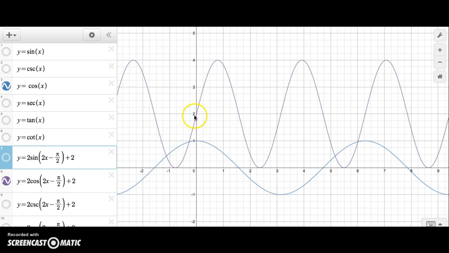And again, we just applied the phase shift of pi over 2. Because this part is usually at pi, but because of our phase shift of pi over 2, we moved over pi over 2. And this is usually at 0, but because we moved over pi over 2, it's now over here.